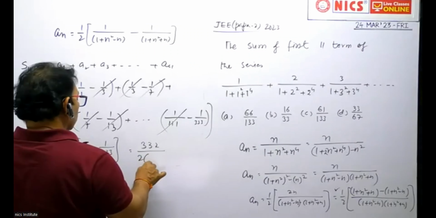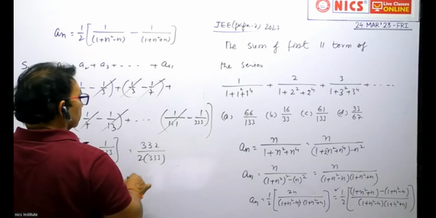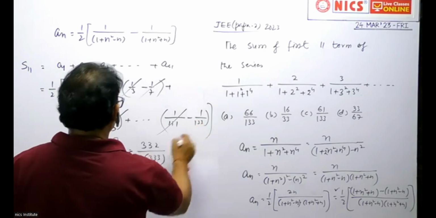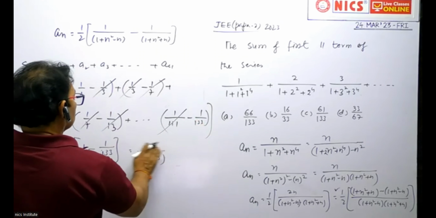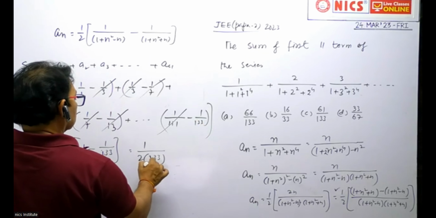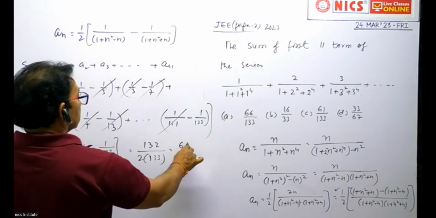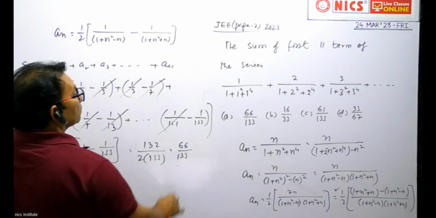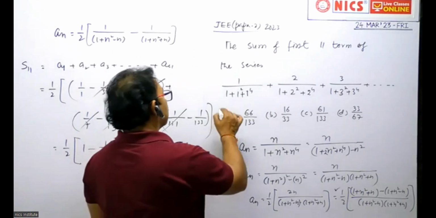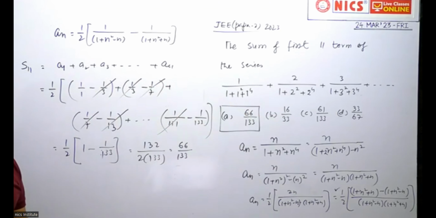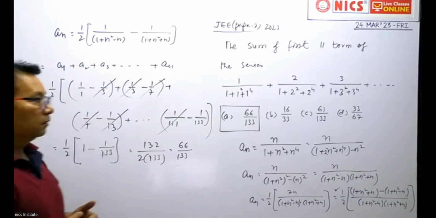332 by 2 by triple three. Sorry, it's 1 double. It is 66 by 130. Option.